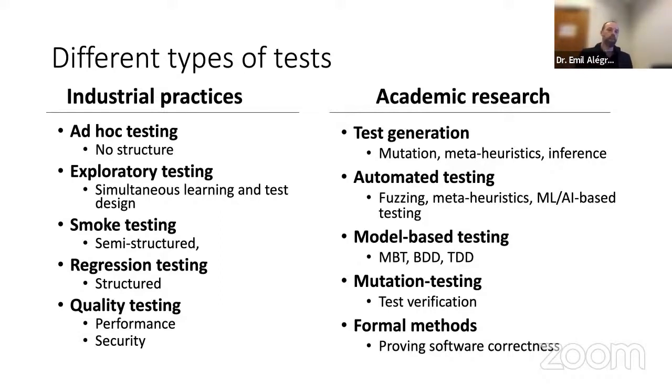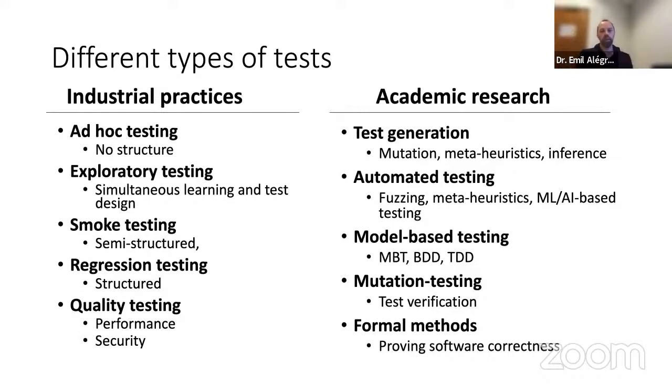Then we have automated testing, and with automated testing here, I don't mean automated testing as what I'm talking about generally in this talk, but completely automated testing, meaning that there is no human interference at all. You simply click on a button and you get bugs in the end, and the tool does everything in between.